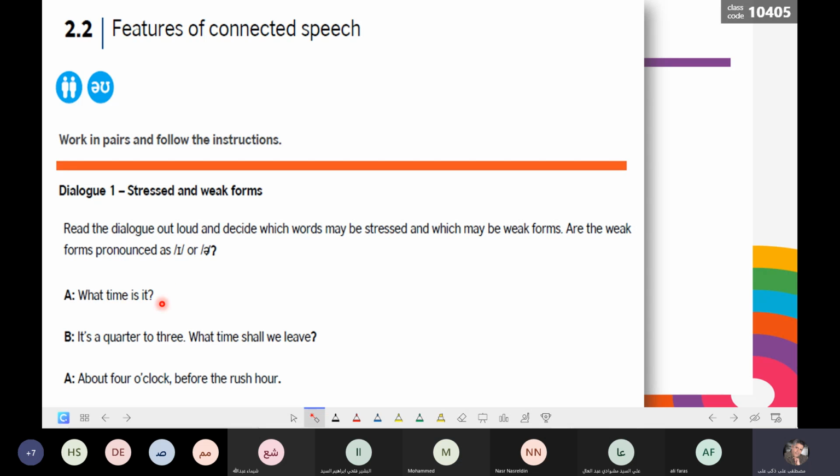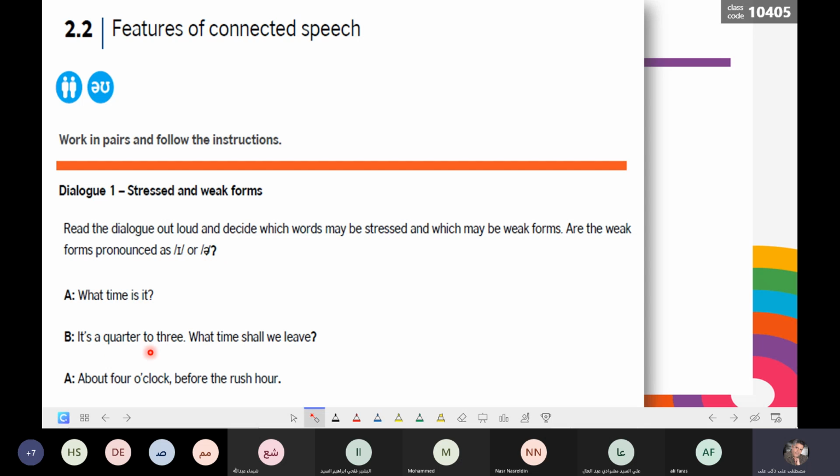And what about the weak words here? Do you think we have weak words? Yes. I don't think it's important to say. Yes. We are going to say, is it or is it? What time is it? What time is it? So is it going to be E or schwa when it is a weak form? I think it's E. The schwa. What time is it? Yes, schwa.